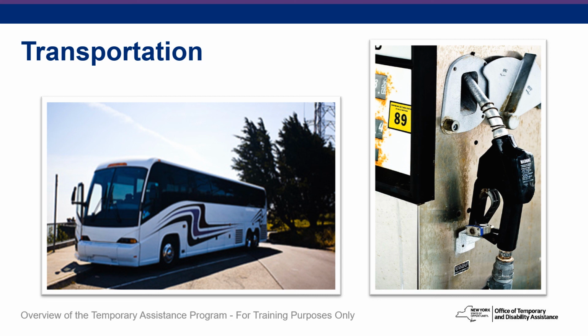Districts also offer transportation assistance. The availability and type of transportation assistance offered will vary by district and can include public transportation in the form of bus passes, Metro cards, or reimbursement for travel, or private transportation in the form of a car insurance payment, vehicle registration fee, or car repair. State policy requires districts to make diligent efforts to assist individuals who need transportation to get to and from assigned work activities.